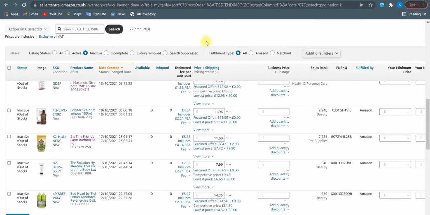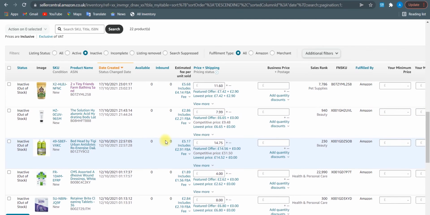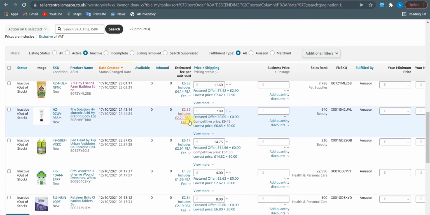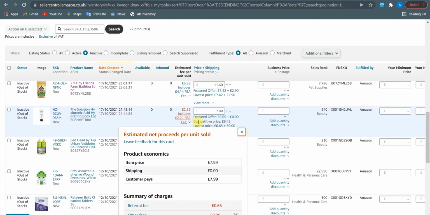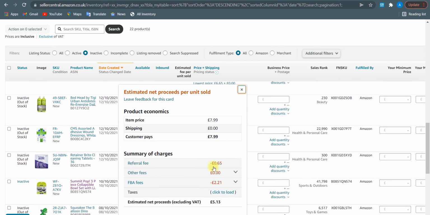Here we are in the seller central, and as you come into the manage inventory section, you can see the products listed here. I have listed some dummy products for you all. Here you can see estimated fee per unit sold. So let's check it. Let me click here in the drop down, and you can see there are two fees, referral fee and FBA fees.